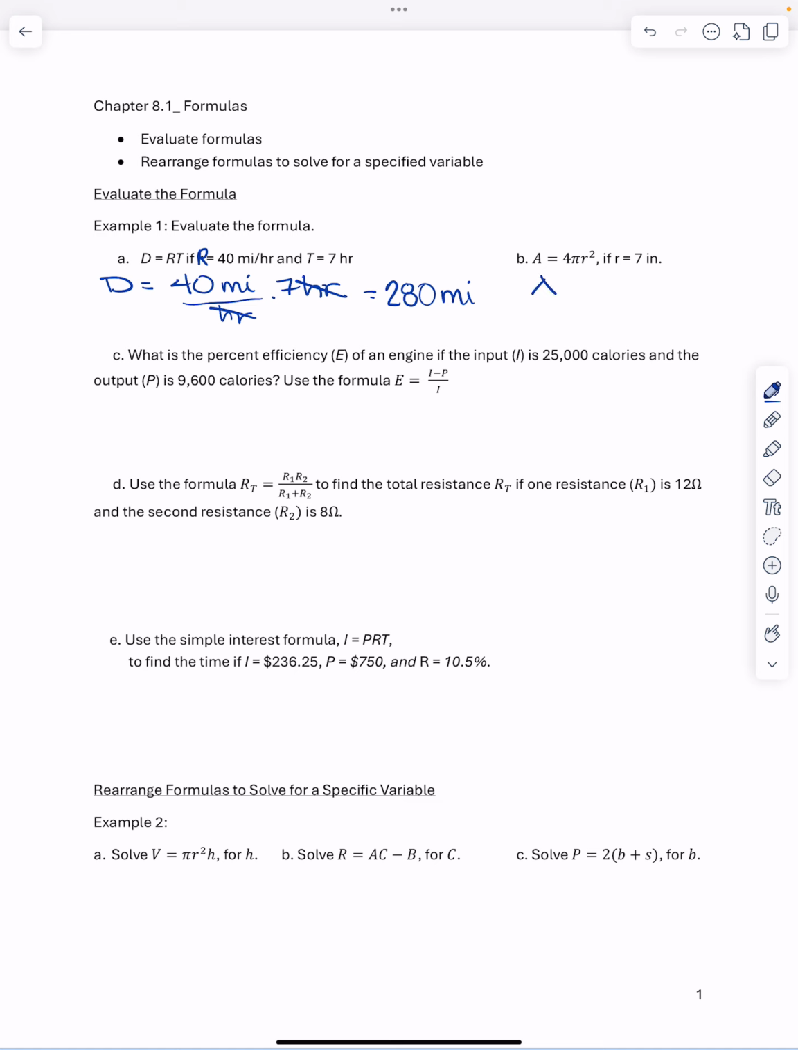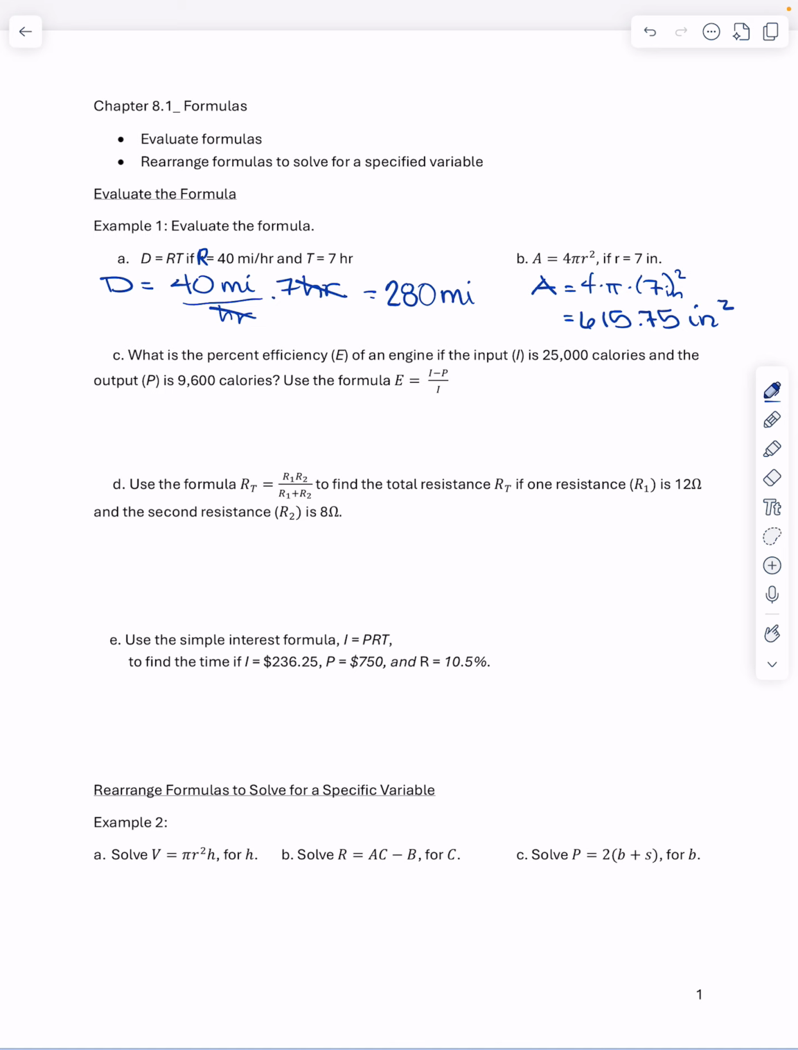Second one is the area of a circle. 4 times pi, and I am going to use the pi button in my calculator, times 7 squared, and this is 7 inches squared. When I multiply those out, I get 615 point, I'm going to go to 2 decimal places, 75 inches squared or squared inches, which makes sense for area.